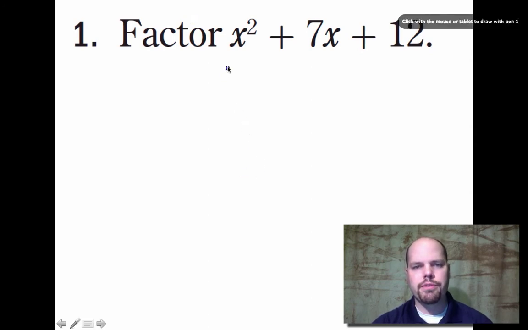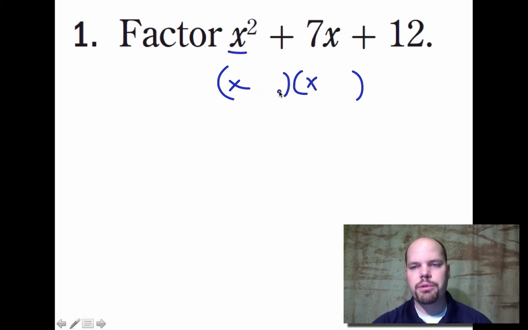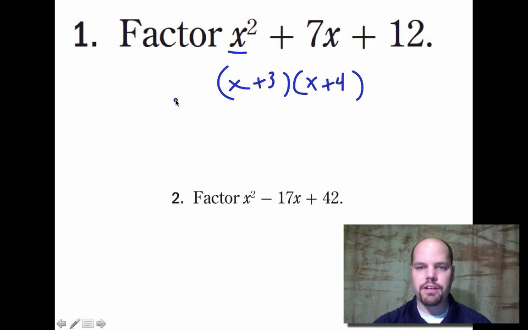Okay, so this one's going to factor into x and x. It's the only way to get x squared. Now, the product is 12, but the sum is 7. So is it 1 and 12? No, because that would be 13. Is it 2 and 6? No, because that would be 8. Is it 3 and 4? It has to be, because that makes 7. So x plus 3 and x plus 4 is the factored form of that.